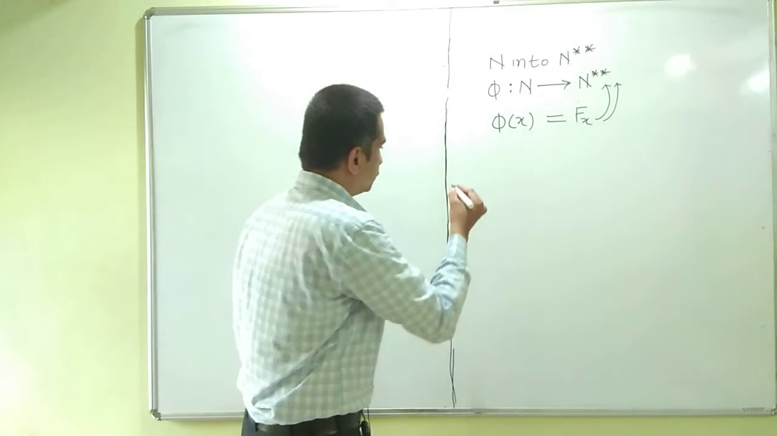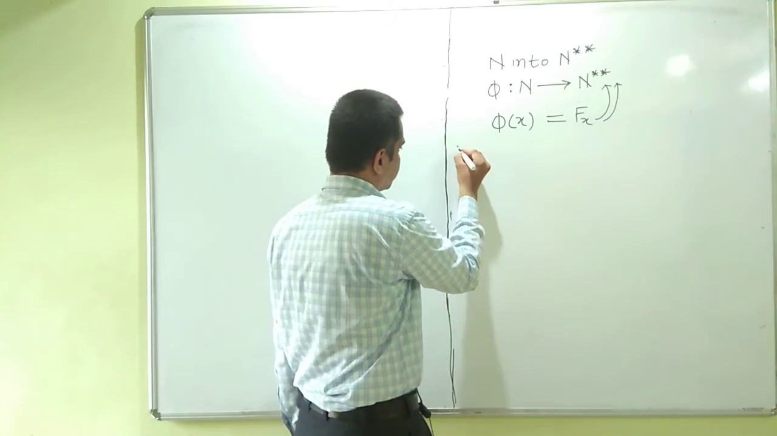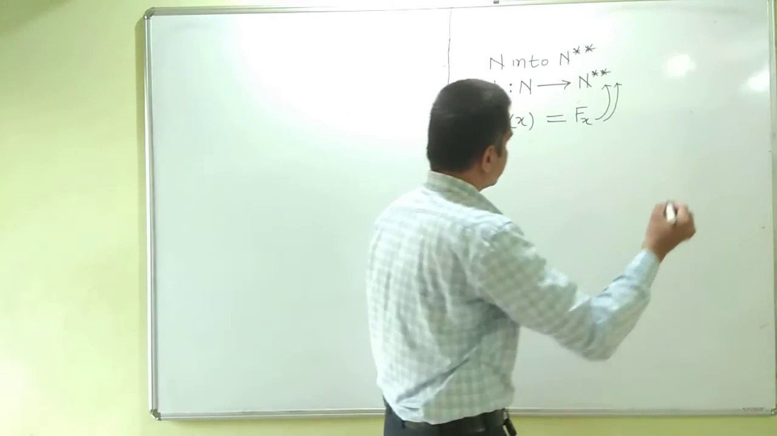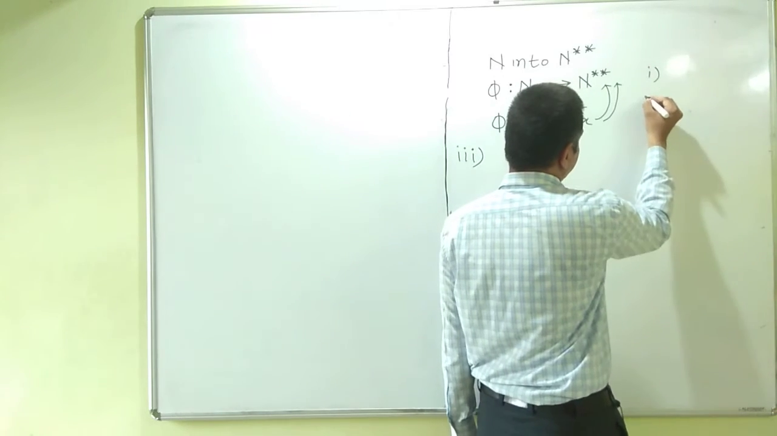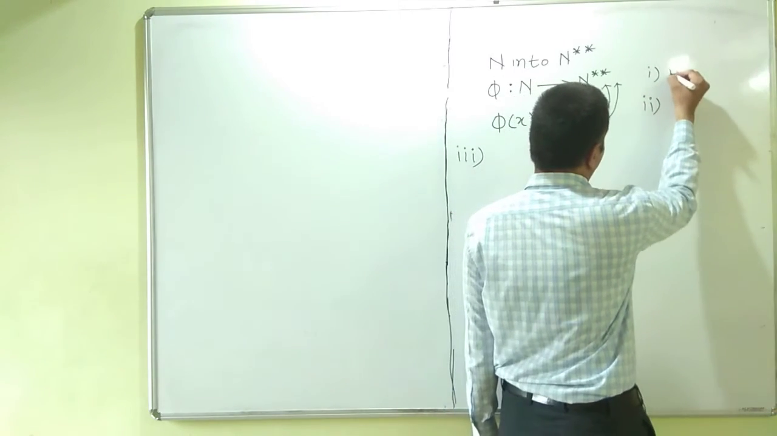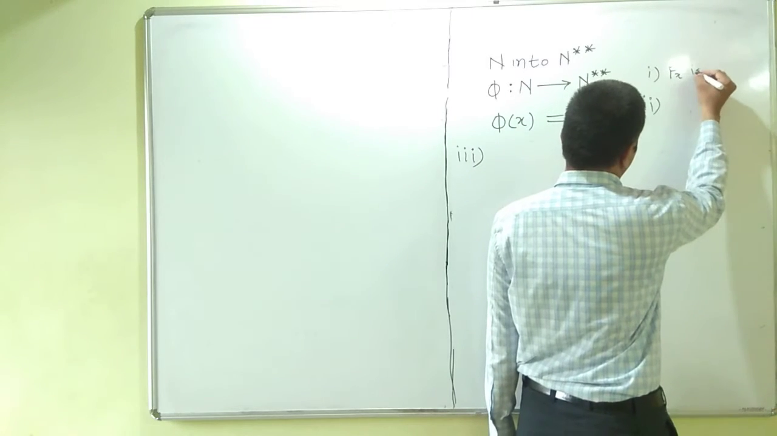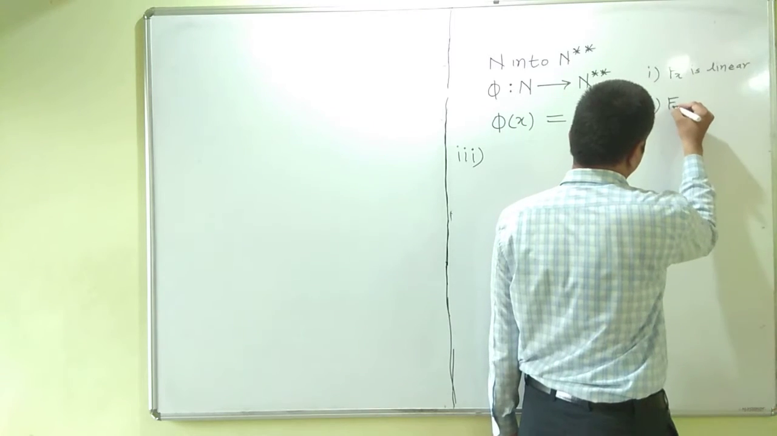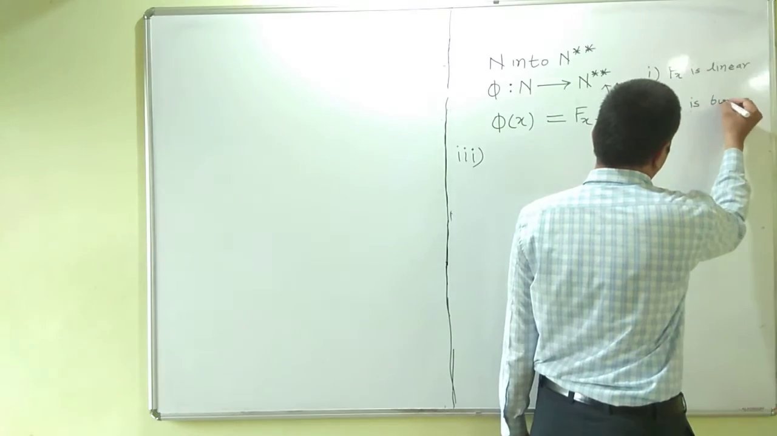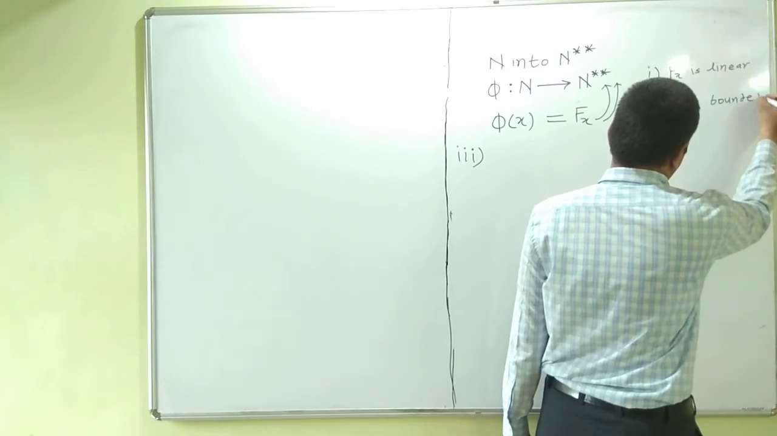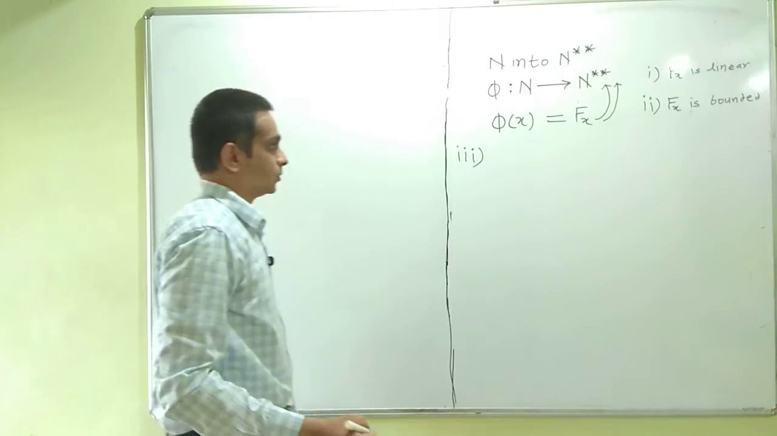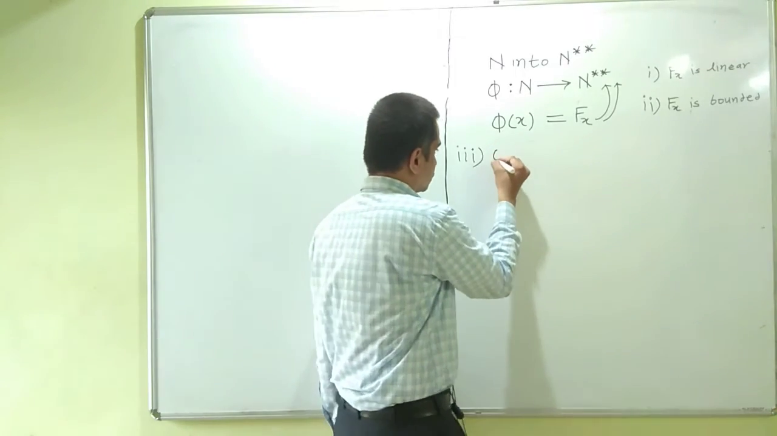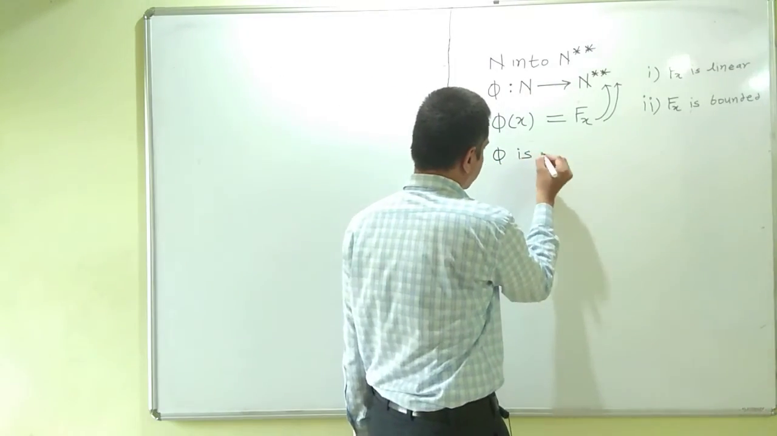So we will prove the following properties. Let me say this is the third property. First and second, which we proved in the previous lecture, are that Fx is linear and Fx is bounded. Now the third property which we will prove is that phi is linear.